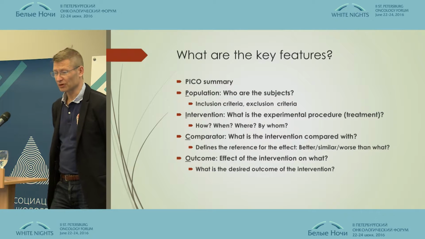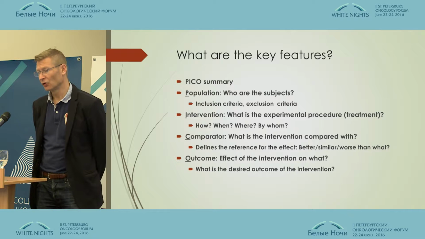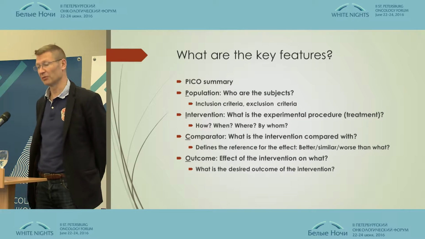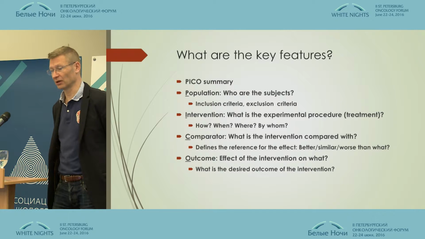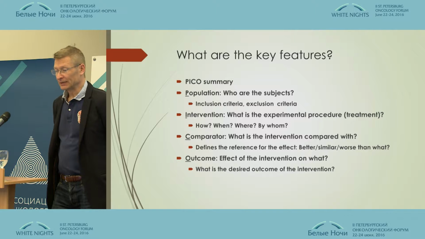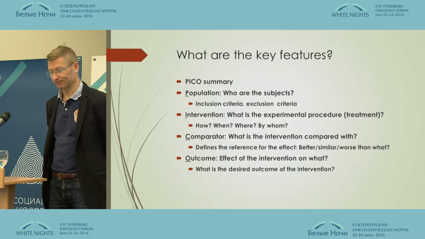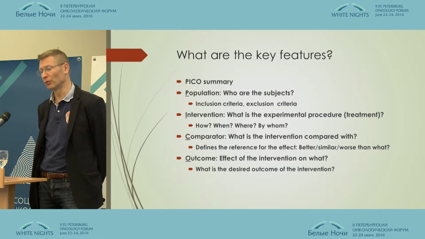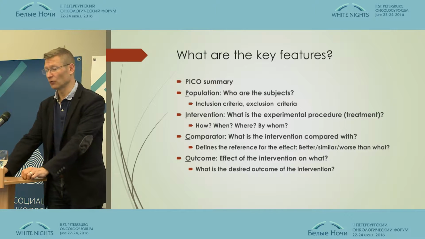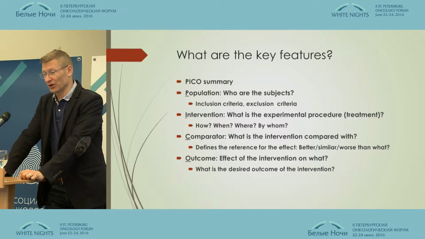So the PICO summary, as was mentioned yesterday, we have the population for P, who are the subjects. That's defined by the inclusion criteria, the exclusion criteria, who are eligible to be included. The intervention, the experimental procedure, treatment, how it is conducted, when, where, by whom, these are all things that need to be very carefully planned so that we really can provide an answer to the question.